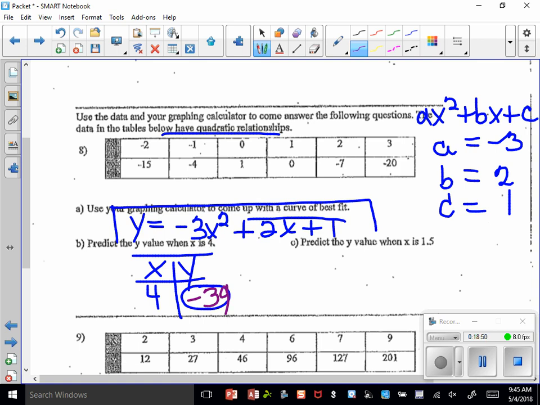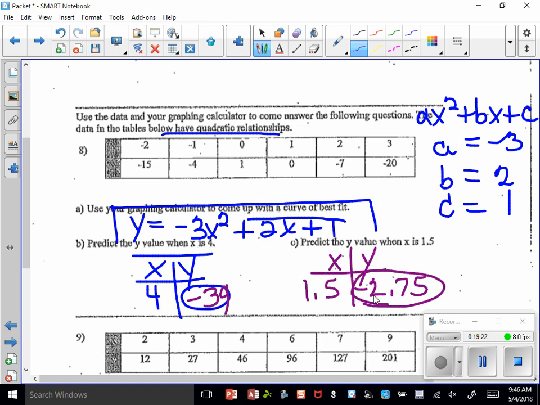And then you're going to do the same thing for C. Now this time X is 1.5. Who knows how to change the value for X in the table again? You hit second what? Second window, type in 1.5. And the Y value should be -2.75. How many people found that?